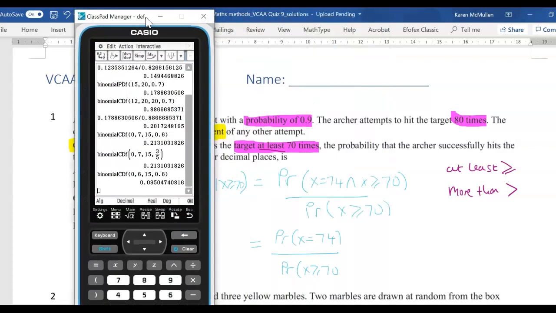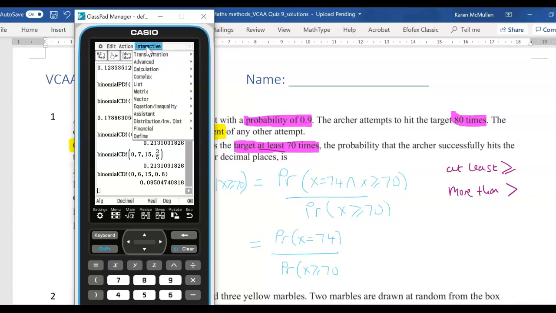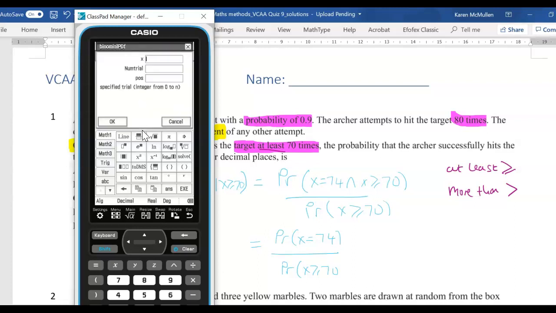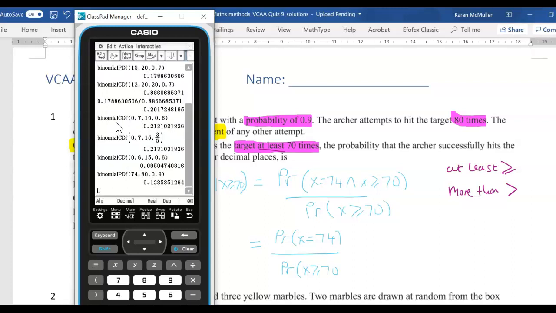All right, so we're going to do binomial distribution for x equals 74. So just do that on the calculator. So it's PDF. Now, if you choose the wrong one, you'll soon know because it's asking you for things you don't have, or you've got too much. So 74 is the value of x. The number of trials is 80. He's attempting to hit the target 80 times and the probability is 0.9. So he's a pretty good archer.